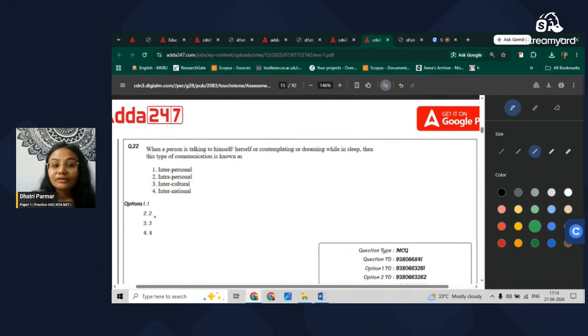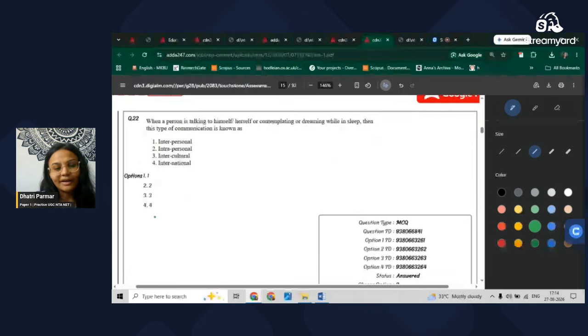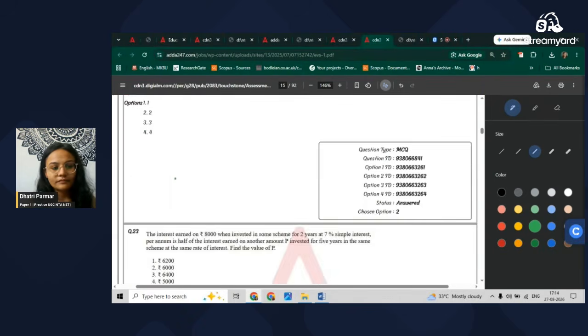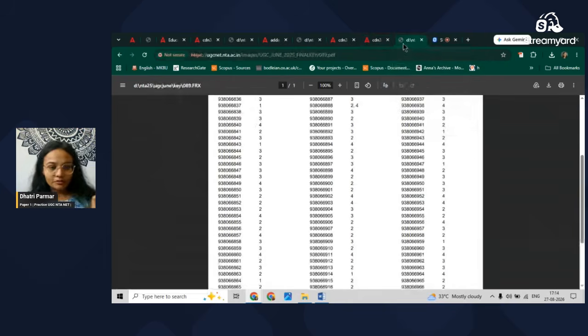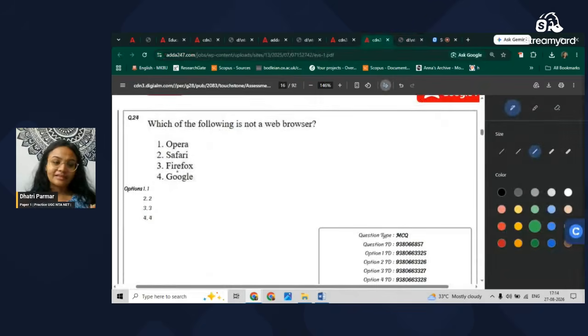When a person is talking to himself or herself, now this we know and it is quite guessable, and that is interesting. Which of the following is not a web browser? So Opera is there, Firefox is there, and Google is there. So Safari is not there. Let's cross check first, they are saying web browser. Okay, so Google is a search engine, because what is the web browser? Chrome, right? Chrome is the web browser and not Google.